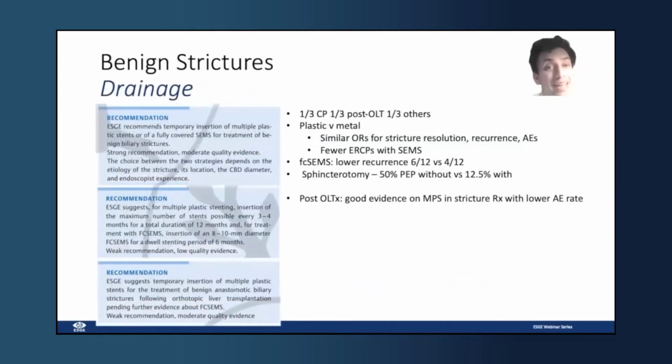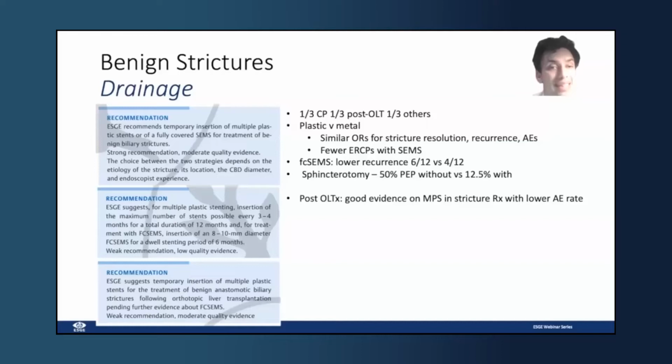Now, in terms of benign strictures, 1/3 of these tend to be from chronic pancreatitis, 1/3 from post-orthotopic liver transplant, and 1/3 from other causes such as post-cholecystectomy. There is a similar odds ratio for stricture resolution, adverse events and recurrence with multiple plastics versus metal, although obviously you get fewer ERCPs with metal stents, and ESGE recommends the insertion of multiple plastic or fully covered metal stents for the treatment of benign biliary strictures.